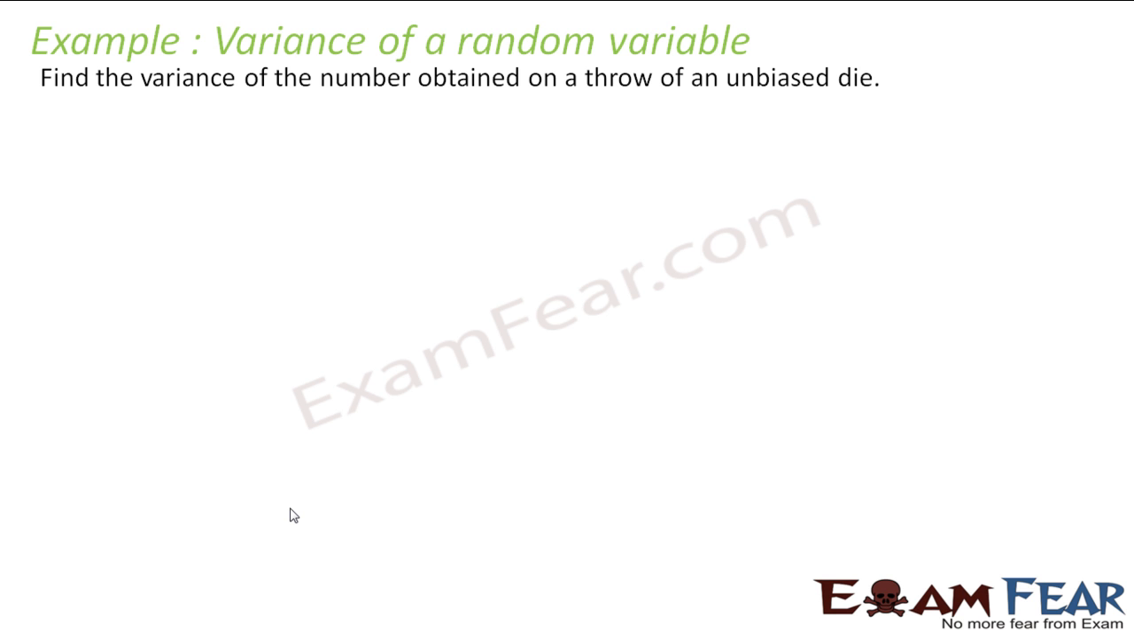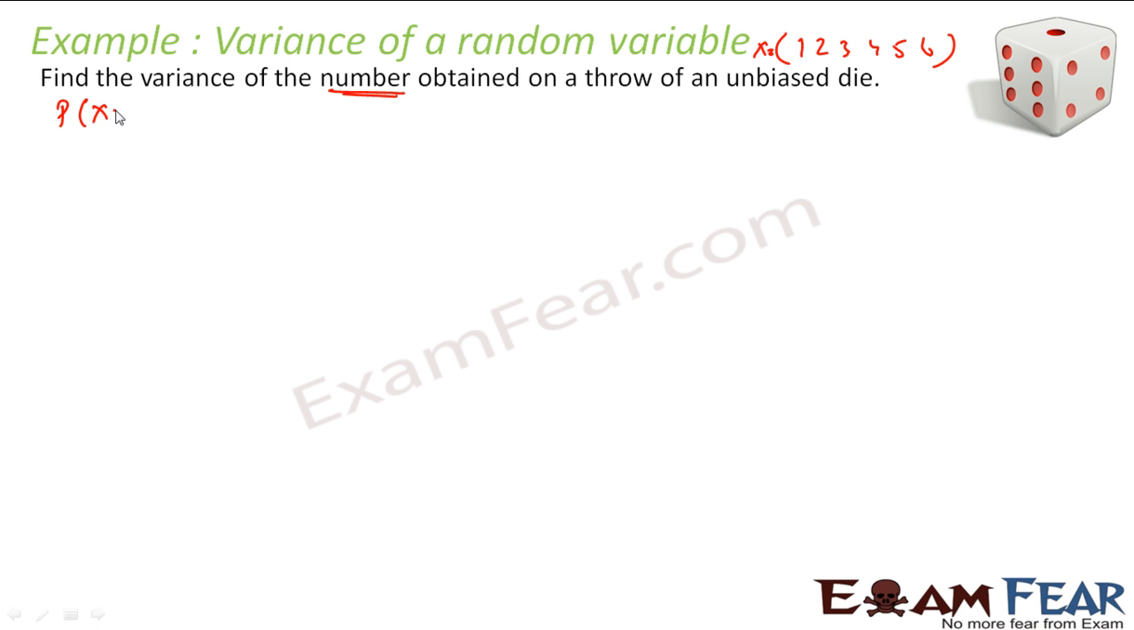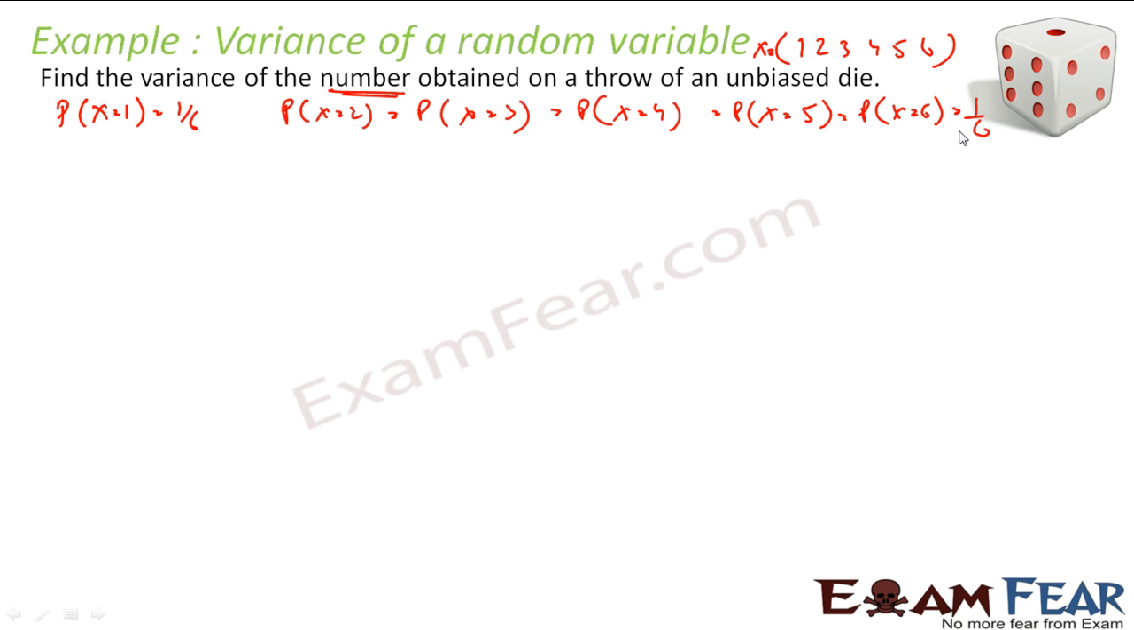Let's take one example. Find the variance of the number obtained in the throw of an unbiased die. We have this die and we throw it. You may get 1, 2, 3, 4, 5, 6, so x will be 1, 2, 3, 4, 5, 6 because we are looking for the number obtained. Now we know that the probability of x equal to 1 is 1 by 6, and the probabilities of x equal to 2, 3, 4, 5 and 6 are also all 1 by 6.